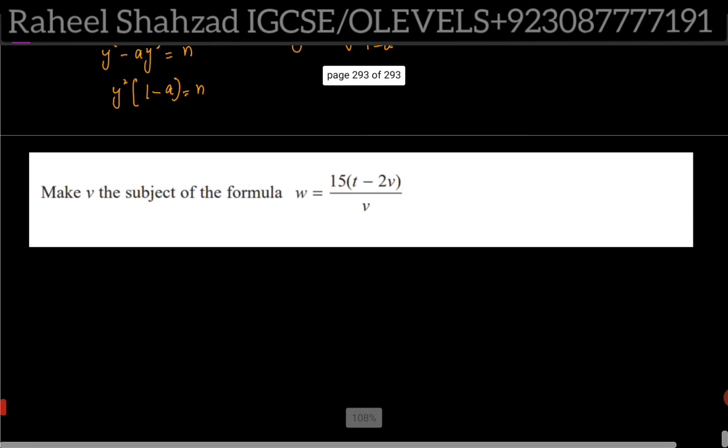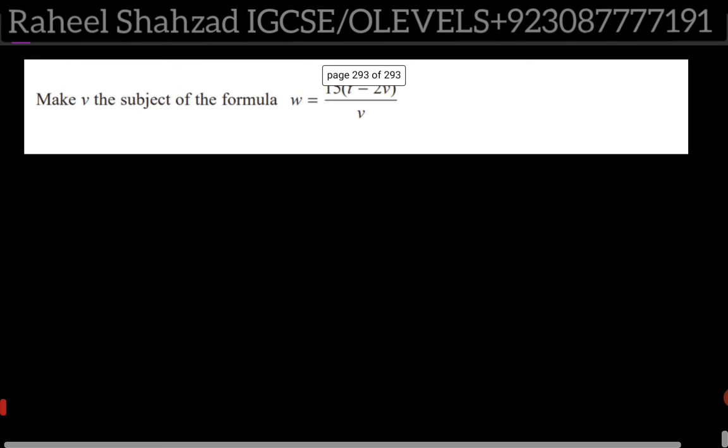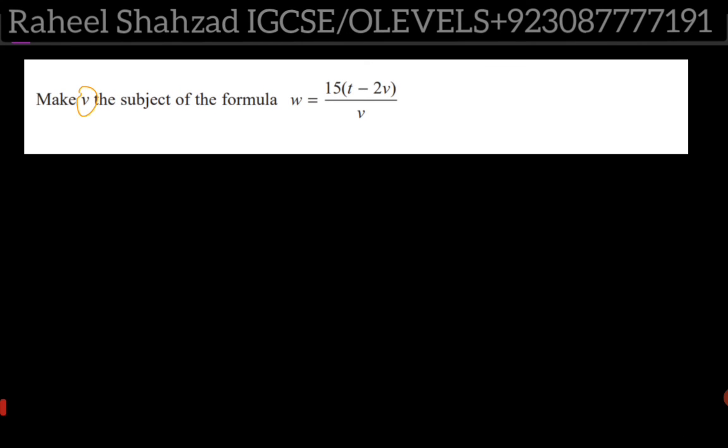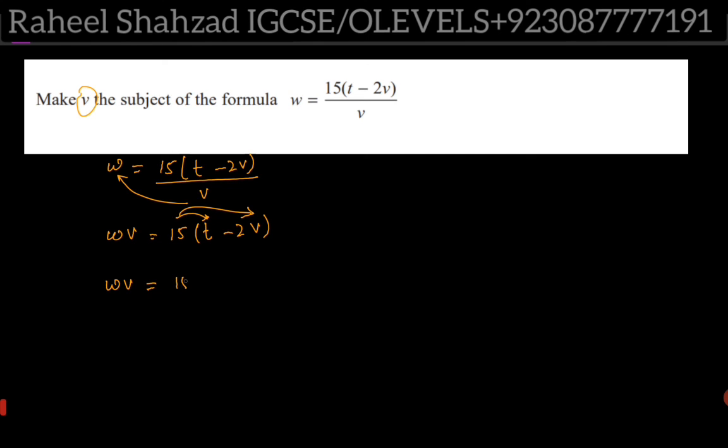Now the next question is the same. Make v the subject of the formula. We have w is equal to 15 times t minus 2v, divided by v. Again, stop my video and try to make v the subject. If done, here you go. We're going to cross multiply it. It's wv is equal to 15 times t minus 2v. I need to multiply this 15 inside the bracket, so wv is equal to 15t minus 30v.